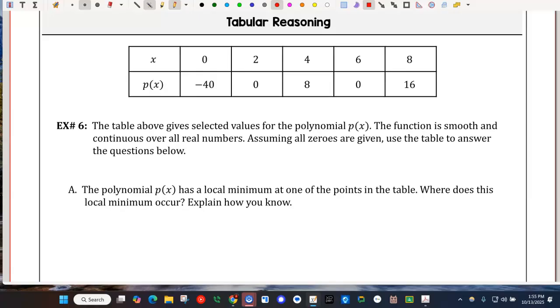All right, so let's just skip down to the last part here. What we want to do is, given a table, be able to sketch and roughly find out where all the mins and maxes are without having to really use a calculator or Desmos or anything. So what you can do is a crude little graph here on the side, and see what you come up with. So 0, negative 40.